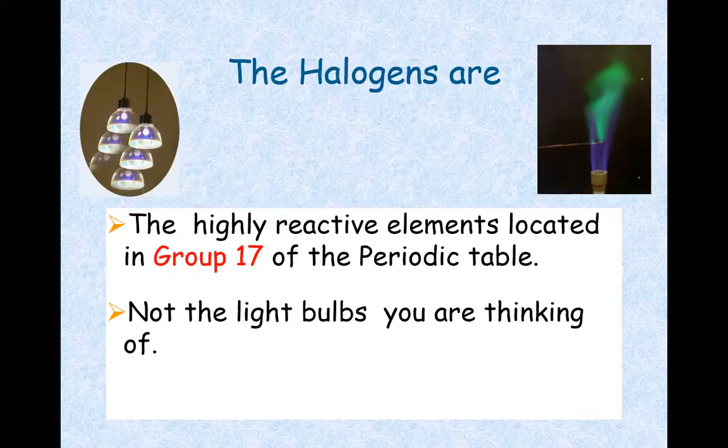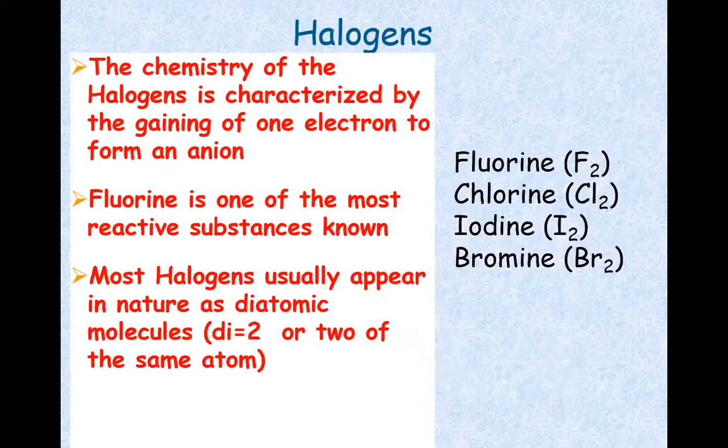Halogens are highly reactive elements located in group 17 of the periodic table. The chemistry of halogens is characterized by the gaining of one electron to form an anion, or a negative ion. Fluorine is one of the most reactive substances known to man. Most halogens usually appear in nature as diatomic molecules. Di means 2, or 2 of the same atom.